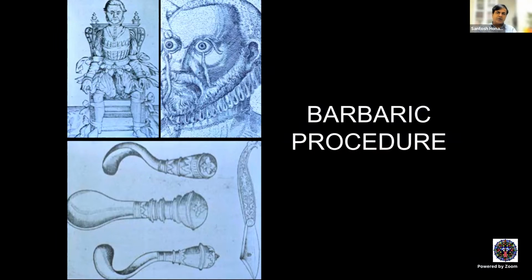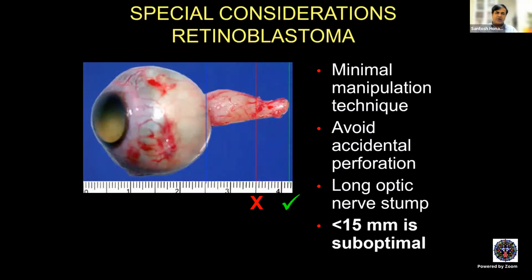Enucleation used to be a barbaric procedure. This is how it used to be done. You can look at these instruments. It looks as if this picture is from a torture chamber, but that's how it used to be done. There was no other way out. The eye used to be simply scooped out or pulled out. From there on, we have actually moved to microsurgery now. Every enucleation or evisceration is currently performed with the same microscope that we do cataract surgery with, and every tissue is visualized before it is cut.